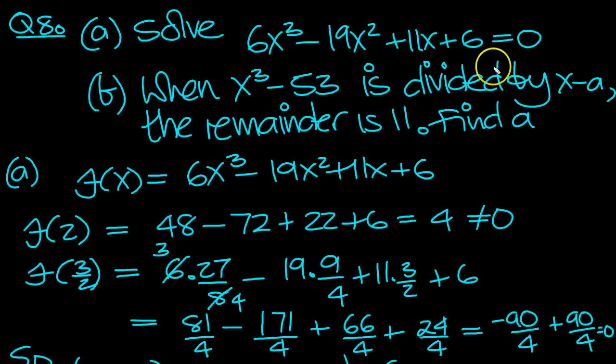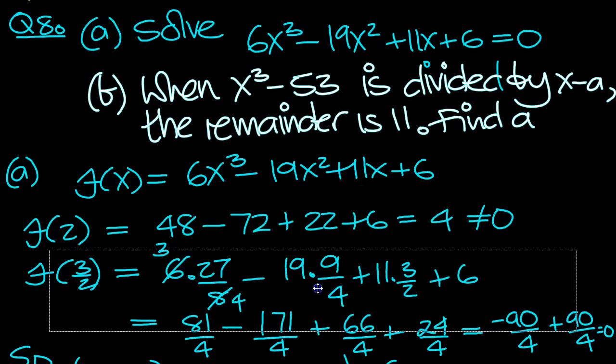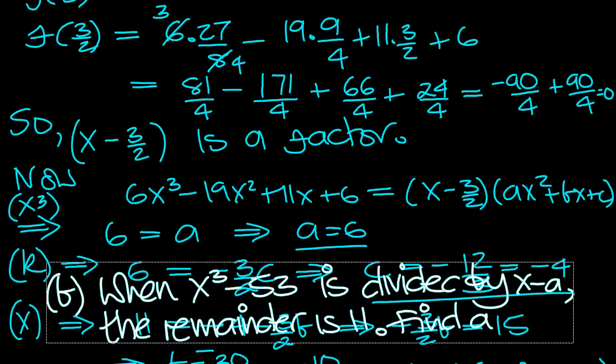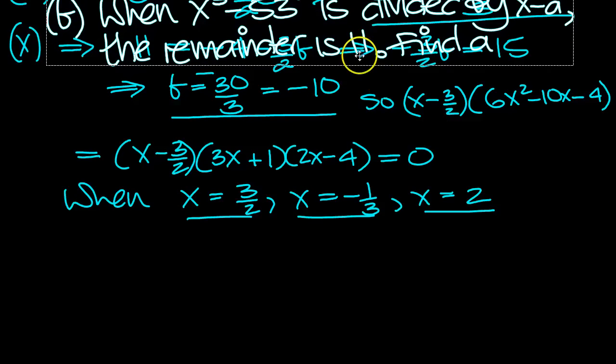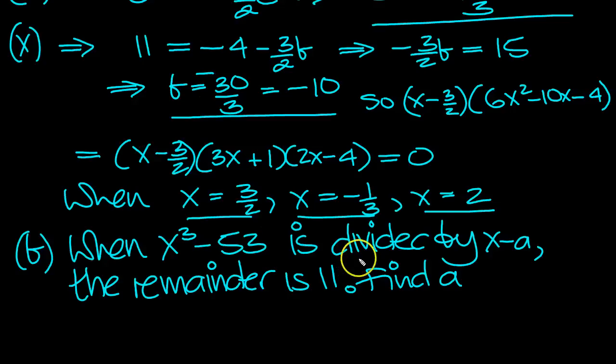So that was part A. Now when x cubed minus 53 is divided by x minus a, the remainder is 11. Find a. So I'm going to copy this question and just drag it down. Probably haven't got all of it, but we'll get what we need when we move it down to the bottom, so we can have some room. So hopefully we can understand what I've dragged down.